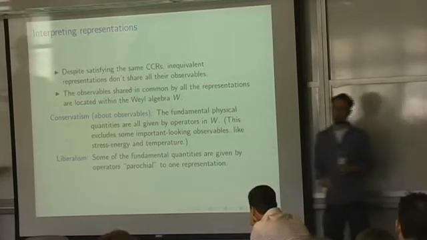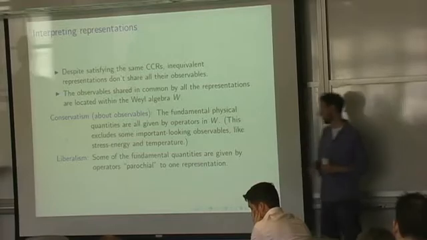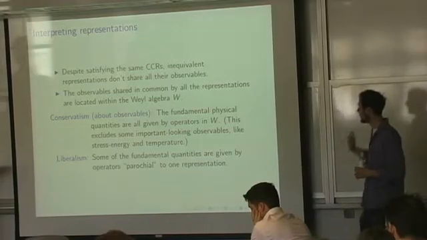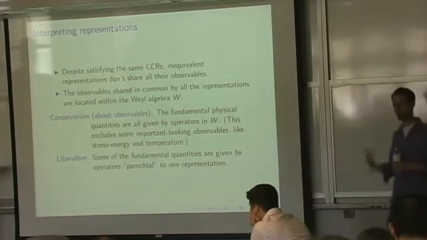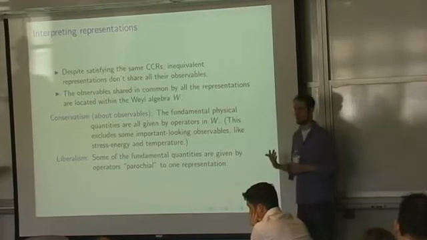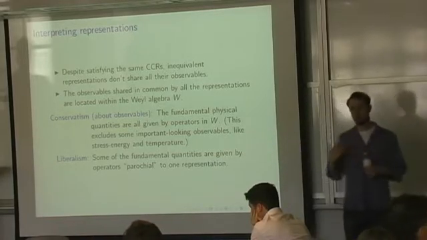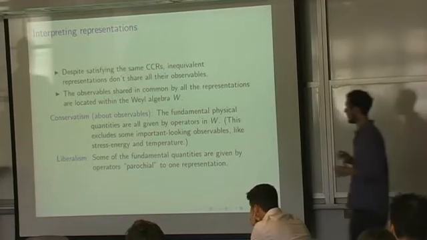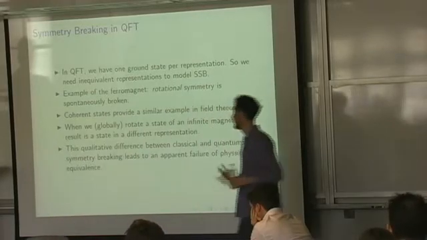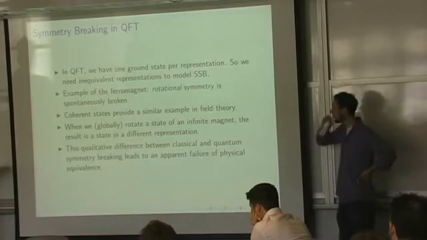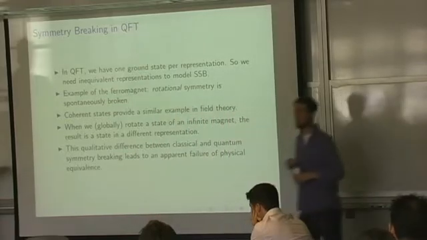Insofar as we think these observables are important things that really should be ascribed to the physical possibilities, that's going to point us toward this other view, liberalism, about observables. It says, look, some of the physical quantities are given by operators that aren't in this Weyl algebra W, but are parochial or local to one representation. If we want to say stress energy is real, then there are only some representations where stress energy is real. We're going to have to restrict ourselves to those representations, or say that outside of them, one of the fundamental quantities doesn't get instantiated or something like that.